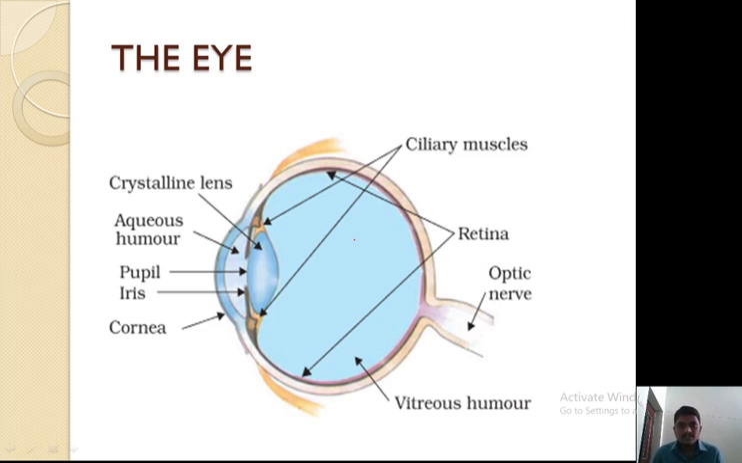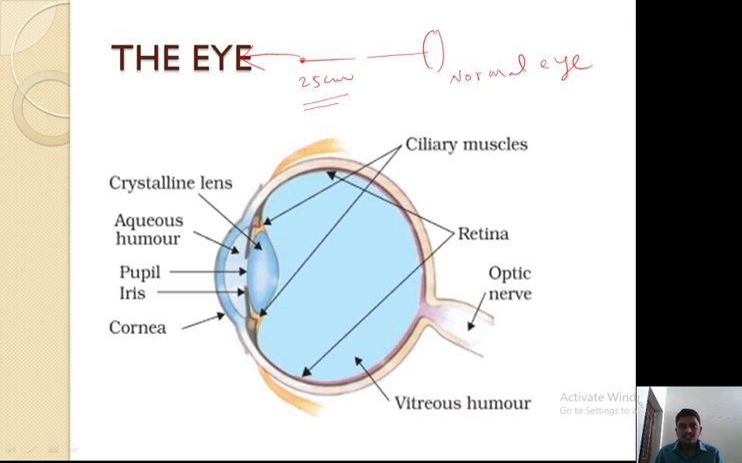But there is a limit for the accommodation. It doesn't form a clear image of an object for all object distances. For example, this is an eye lens. If the object is at 25 centimeters or more than 25 centimeters, we can see the objects clearly and distinctly. For a healthy, normal eye, if objects are placed at 25 centimeters and above, we can see them clearly and distinctly without any strain.